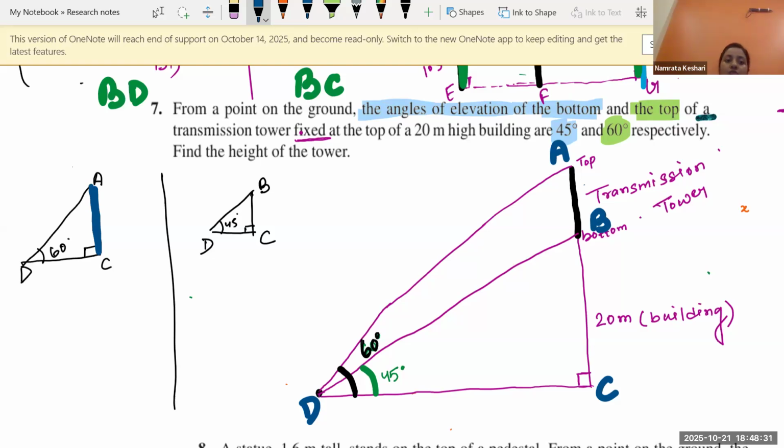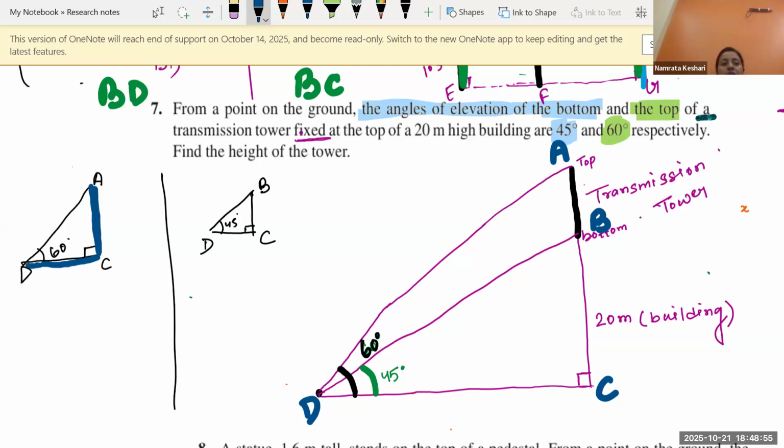What else? So of course we'll be using CD side. Why? Because this CD side is common in both the triangles. At the end we have to solve these two equations. We'll be using maybe the method of substitution. So if any side is similar in both the triangles, it will be really helpful. Clear to everyone?